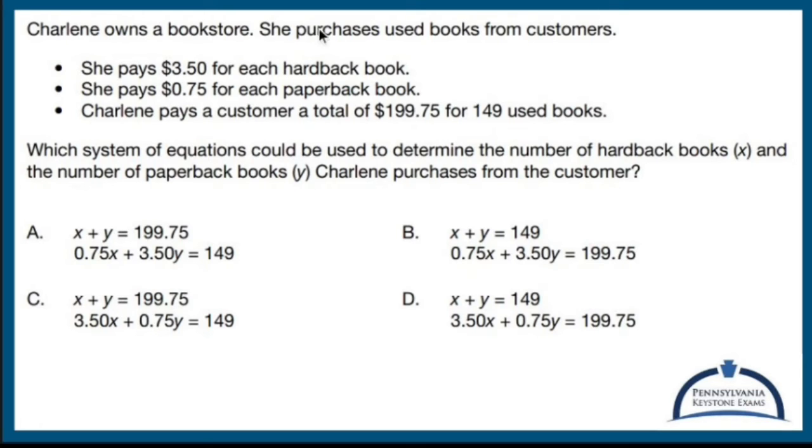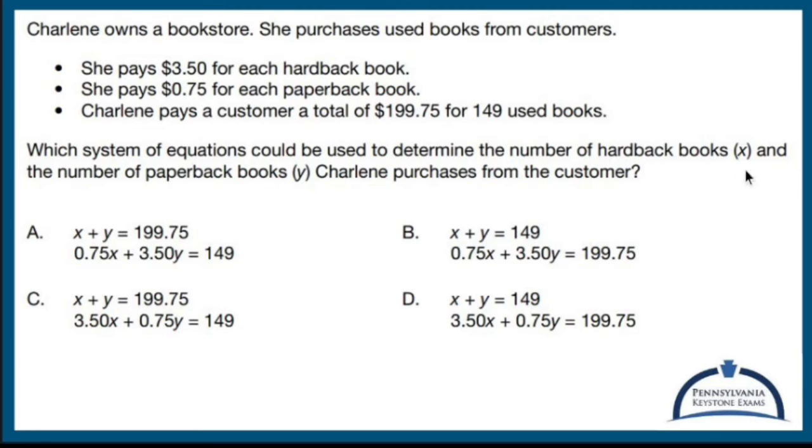Charlene owns a bookstore. She purchases used books from customers. She pays $3.50 for each hardback book. She pays 75 cents for paperback books. Charlene pays a customer a total of that much for 149 used books. So whenever you're given what is obviously a system of equations type problem, usually what you're going to deal with is a cost formula and a total formula.